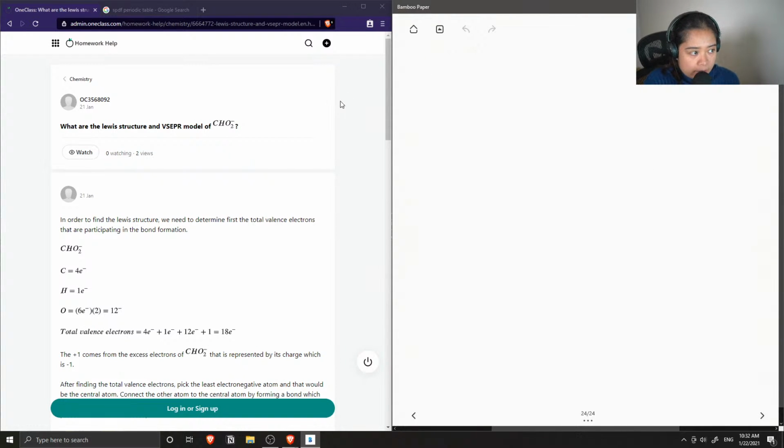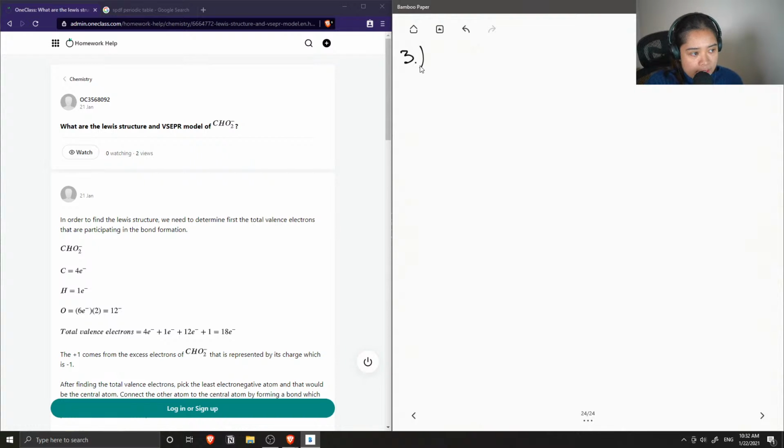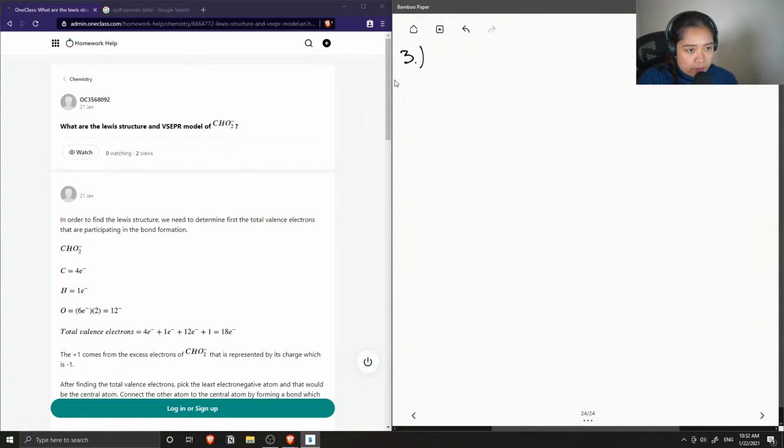Okay, question number 3. What are the Lewis structure and VSEPR model of CHO2-? Okay, so when writing out the Lewis structure, we first need to find the total number of valence electrons for this ion.